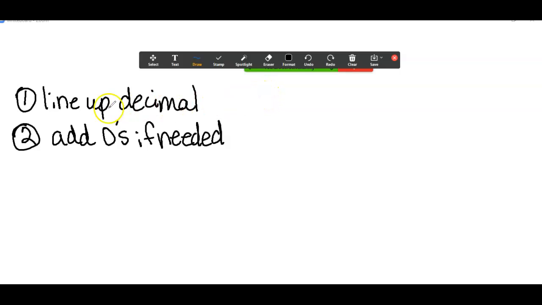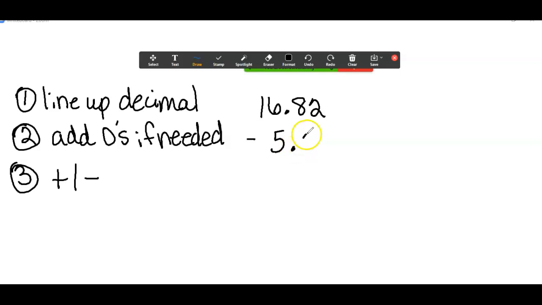Okay, we're going to, again, line up my decimal, add zeros if needed, and then I subtract. So maybe right here I should write for this step, add or subtract. Okay, so I'm going to take 16 and 82 hundredths, and I'm going to subtract 5 and 21 hundredths. So notice I have lined up my decimal. Now, do I have zeros that I need to place in here? I do not. Remember, this is only if needed.